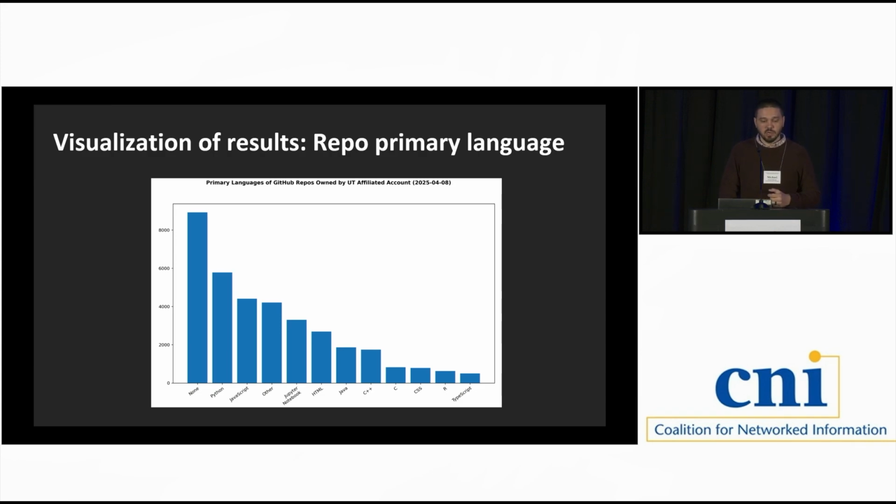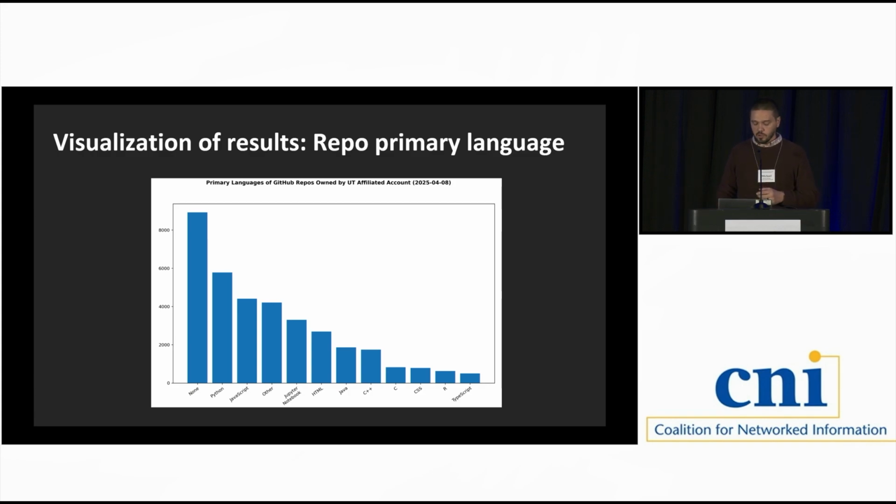Also, as I mentioned earlier, when we are teaching workshops, we might be focusing on R or Python or some other language to help us communicate research best practices or data management approaches. And we can see that Python is by far the most commonly utilized programming language in the repositories that we have detected as UT Austin affiliated, followed by JavaScript.